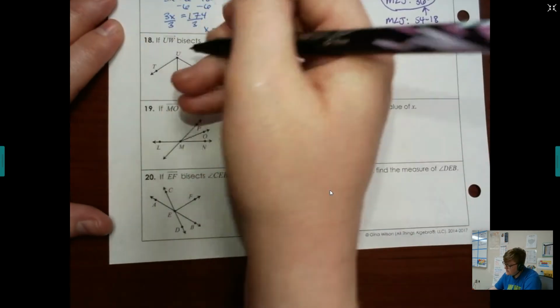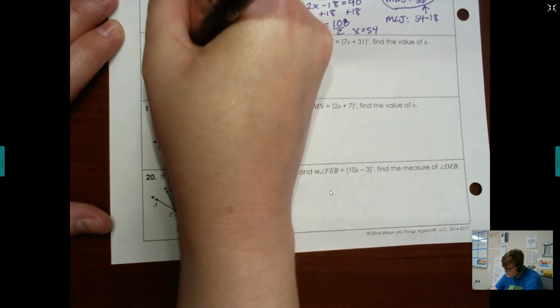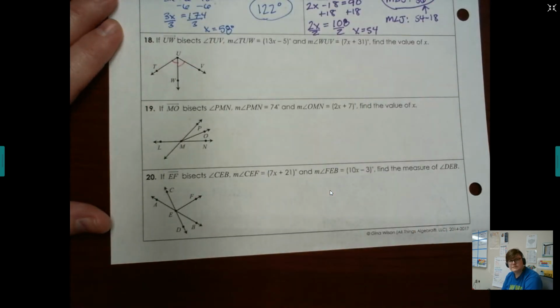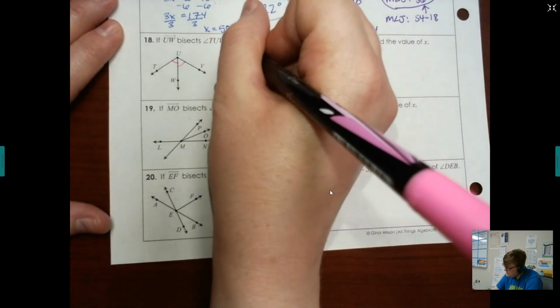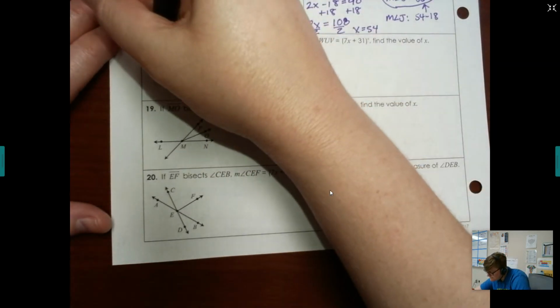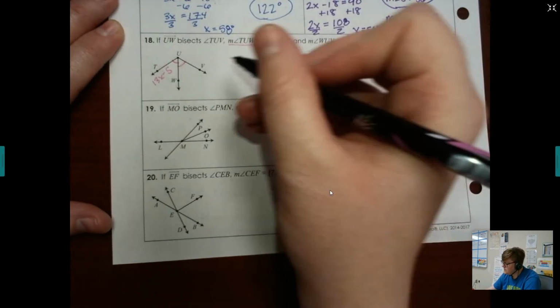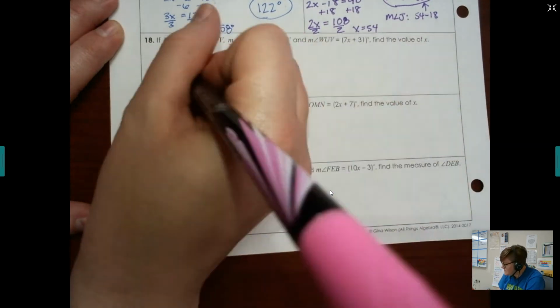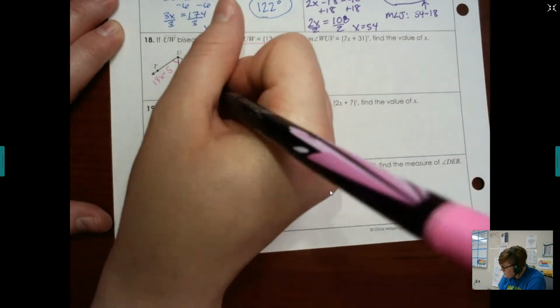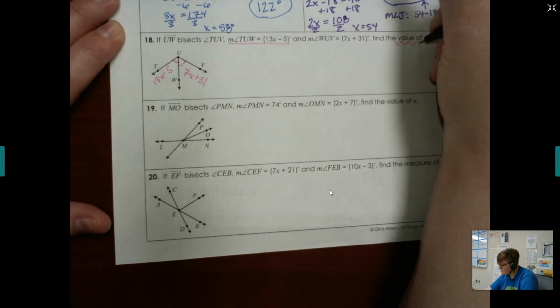If ray UW bisects angle TUV, okay, that tells me this angle and this angle are congruent. The measure of angle TUW is 13x minus 5, and the measure of angle WUV is 7x plus 31. We have to find the value of x.